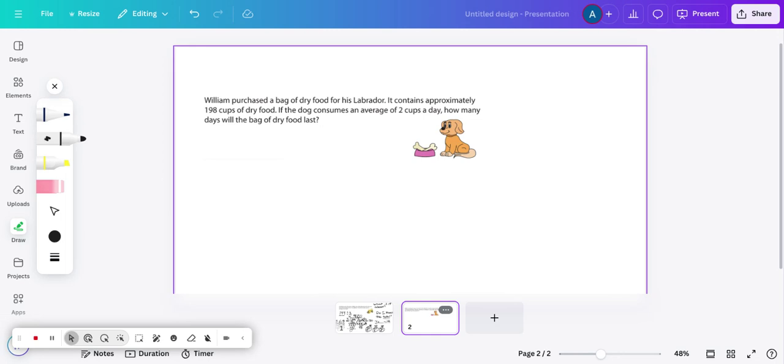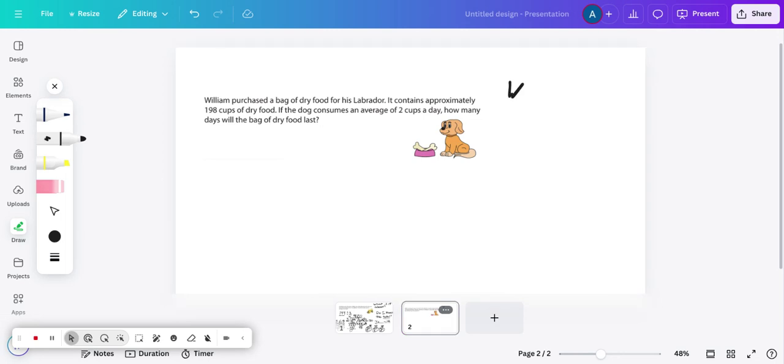So then the next step we have to ask is, do we know the total amount of dog food? Well, the answer to that is yes, we do. It's right here, 198 cups. So we know this is now division because they use 2 cups every single day. So it's 198 divided by 2.